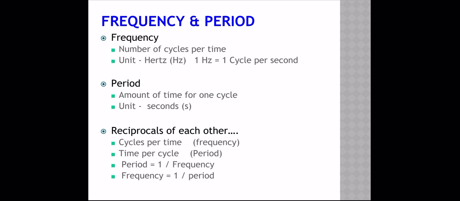They are reciprocals of each other. So frequency is indicated with a small letter f. Period is indicated with a capital letter T.